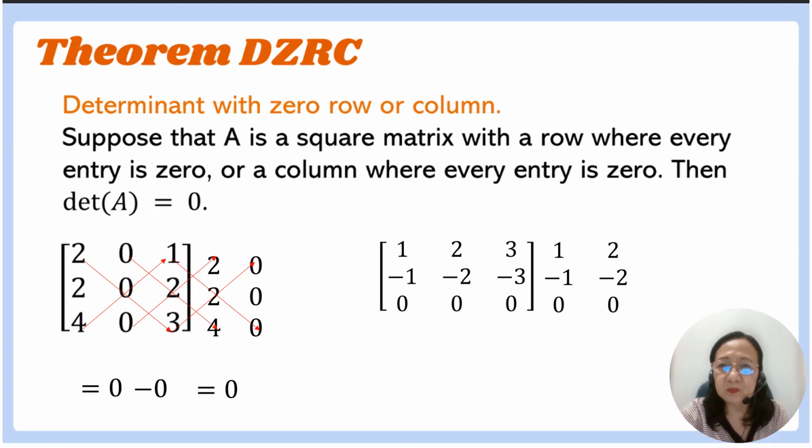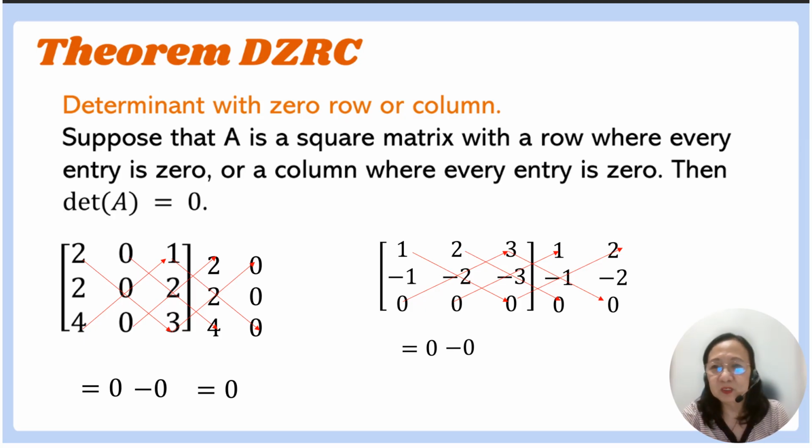Okay? Now, using the pattern, let us multiply the diagonal: 1 times negative 2 times 0 is 0. Okay? So any number multiplied to 0 is always 0. Then we have 2 times negative 3 times 0, of course, that is 0. 3 times negative 1 is negative 3 times 0 is 0. Going up, the diagonal now is 0 times negative 2 times 3 is 0. Then 0 times negative 3 times 1 is 0. And 0 times negative 1 times 2 is also 0.